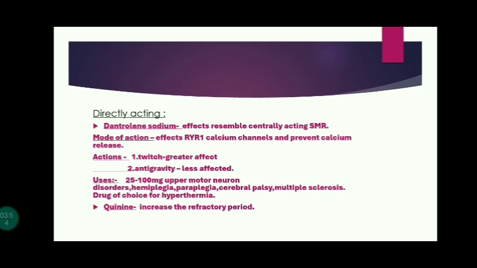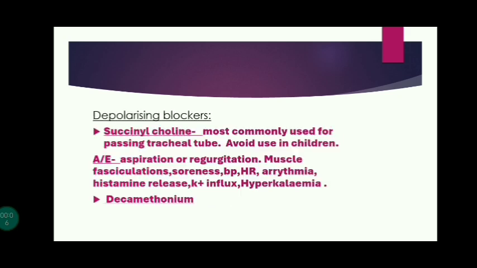Its uses are 25 to 100 mg are sufficient to treat upper motor neuron disorders which include hemiplegia, paraplegia, cerebral palsy, multiple sclerosis, and it is a drug of choice for hyperthermia. So the next drug is quinine. Quinine increases the refractory period of a skeletal muscle, causing it to prolong relaxation.